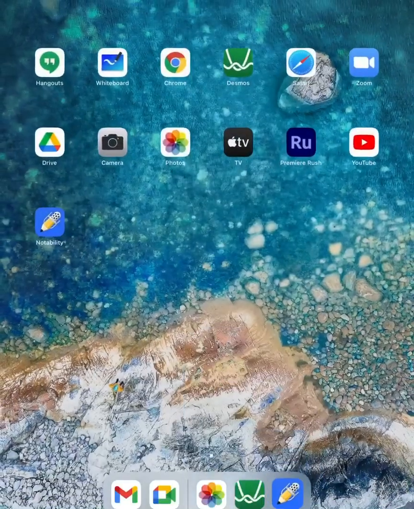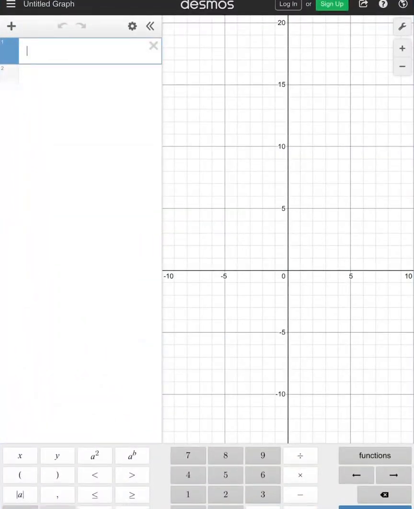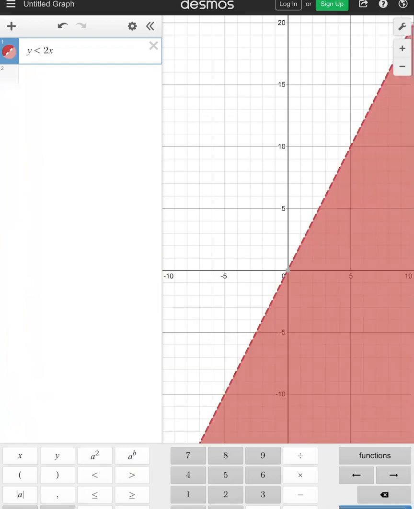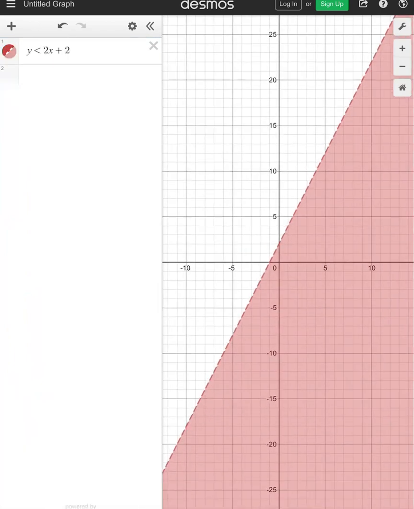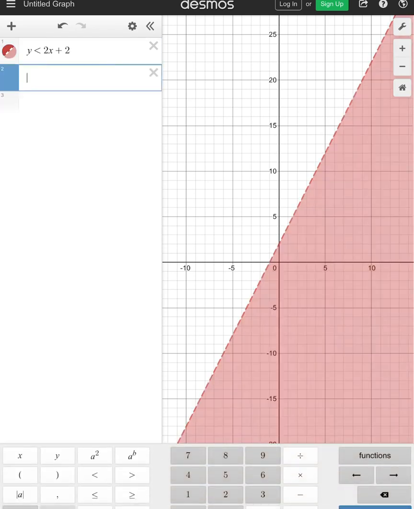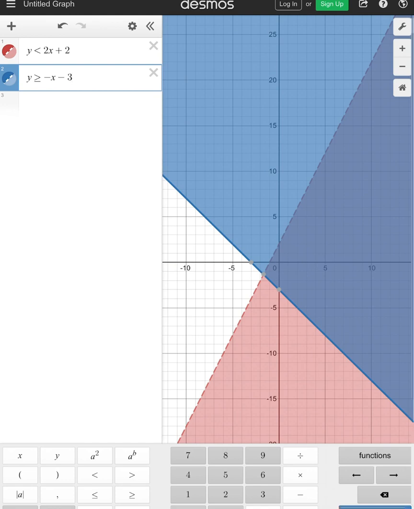So first I'm going to graph the system. The first inequality in the system is y is less than 2x plus 2. I notice that there's a dotted line, and I also notice that it's shaded red. Now let's add our second inequality. I have y is greater than or equal to negative x minus 3. So what do you notice? That was shaded blue, but then there's a purple section where the two meet. That is your solution to a system.